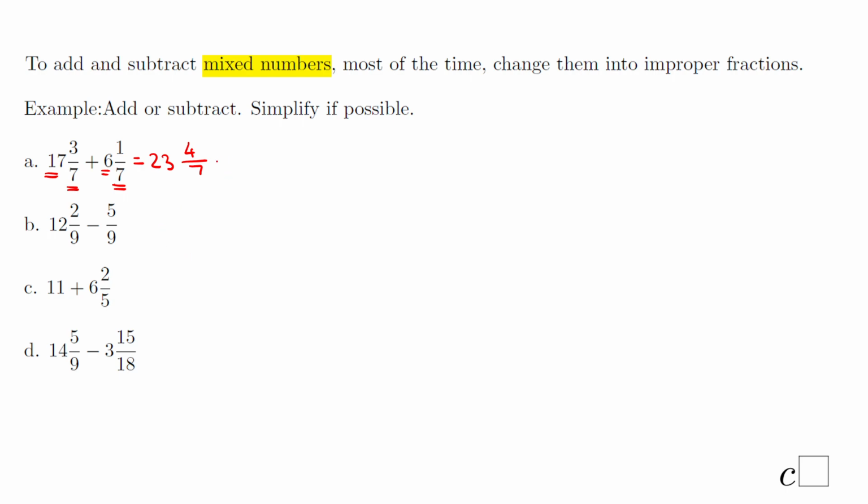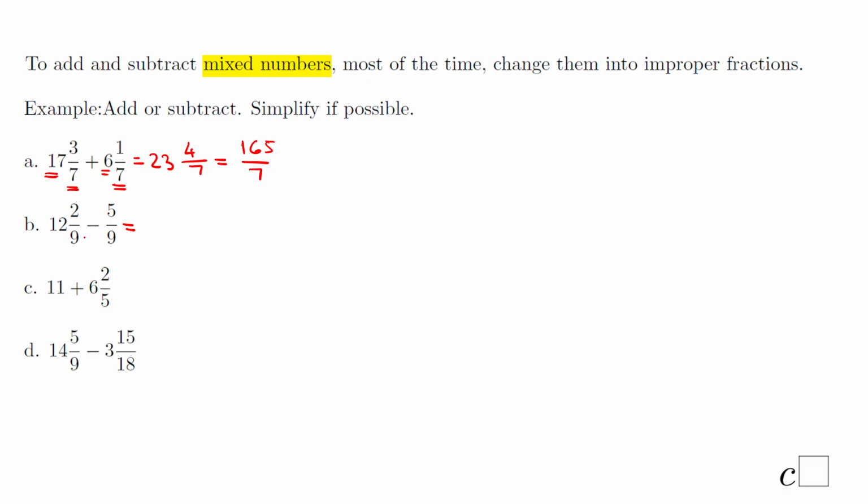However, if you need the number as an improper fraction, you just have to do 23 times 7, and that is 161, and then add 4, and that will be 165. So 165 over 7 will be the improper fraction for 23 and 4 over 7. Most of the time, I think the improper fraction is better. Let's take a look at B.